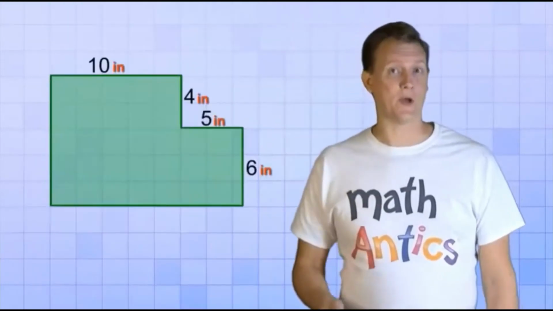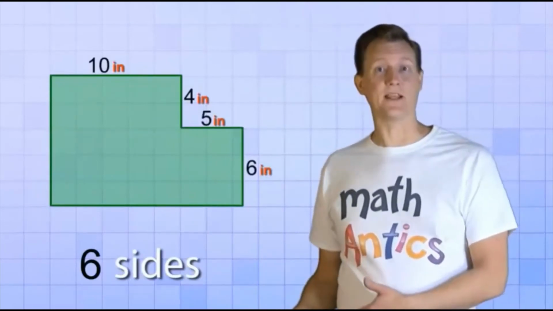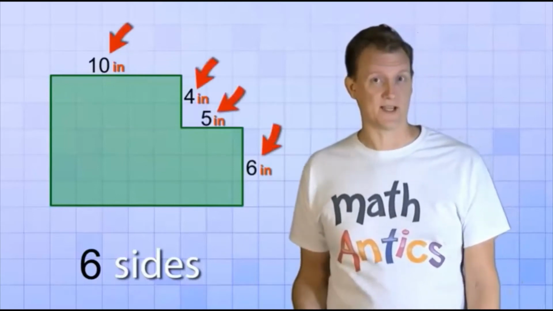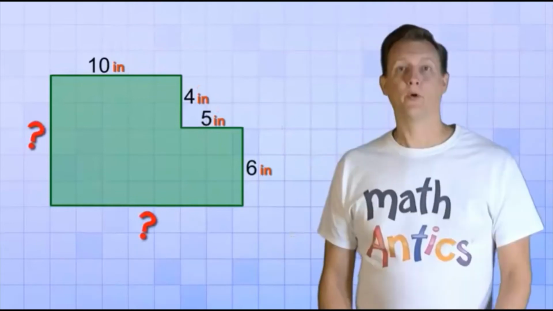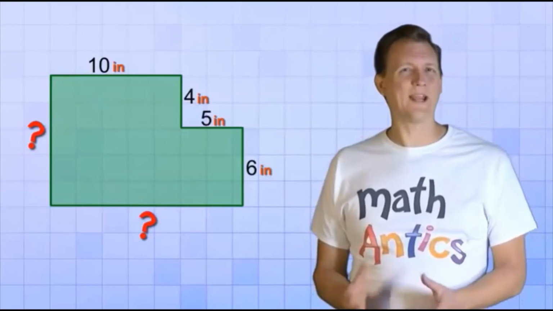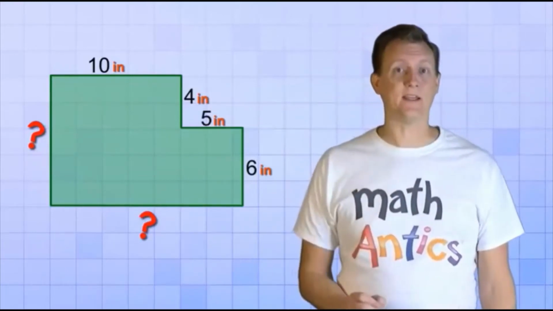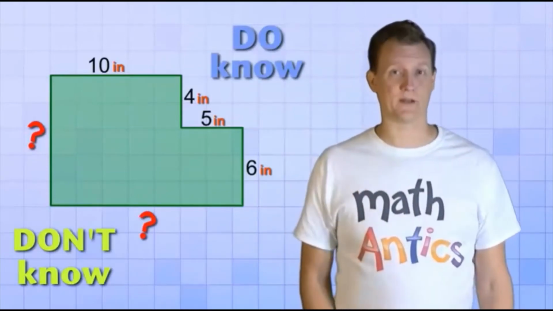This polygon also has 6 sides, but it's not a regular polygon. The sides are different lengths, and this one's really tricky because they only show us the length of 4 of the sides. The other 2 are missing. So how can we figure them out? Problems like this come up all the time in math. Problems where you aren't quite given all the information. When you have this kind of problem, the key is to use what you do know to figure out what you don't know. Here's what I mean.